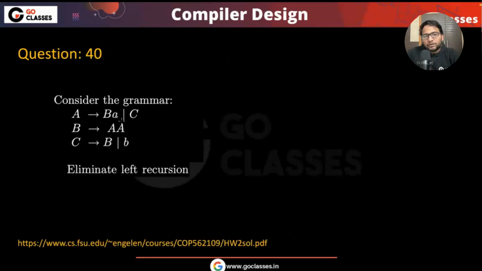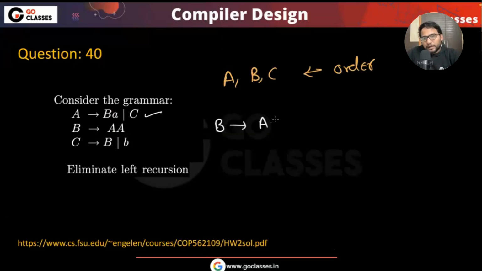Consider this grammar. What they're saying is, eliminate the left recursion. See, this is not direct because B is giving A and A is finally giving B. So that's why it is indirect. Let's just choose some order. Let's choose ABC as the order. Now tell me, what is the first step? You will write this as it is. Okay, this will be as it is. Now, let's see, this B is giving A. That's interesting. Now let's replace the productions of A. So the A is BA and C.